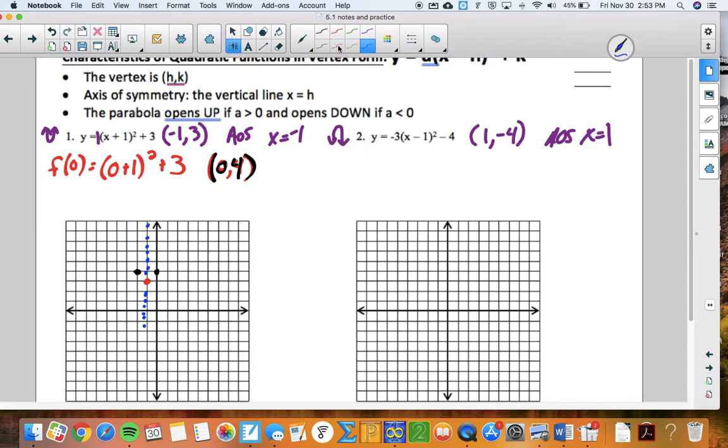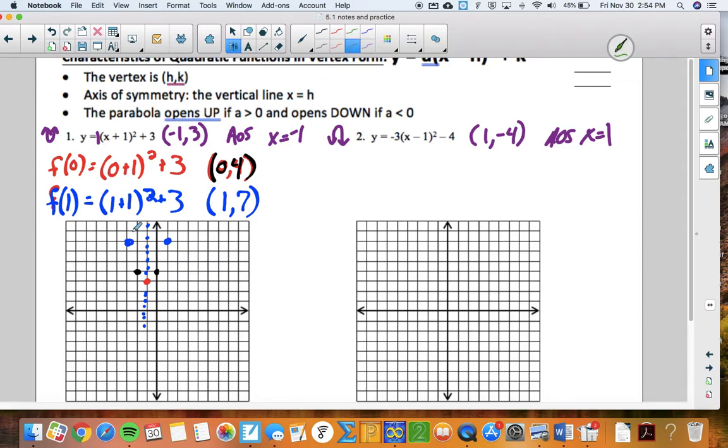So last but not least, let's get one more point. So if we move 1 more to the right, that would be f of 1. So I'm plugging in 1 for x. So 1 plus 1 squared plus 3. 1 plus 1 is 2. 2 squared is 4. 4 plus 3 is 7. When x is 1, y is 7. Boom, right there. Reflect it right there.